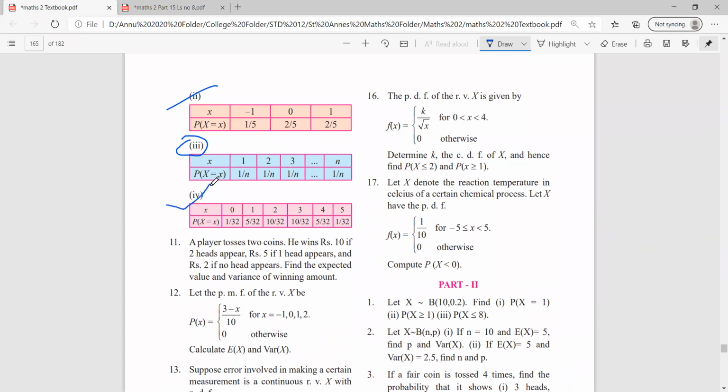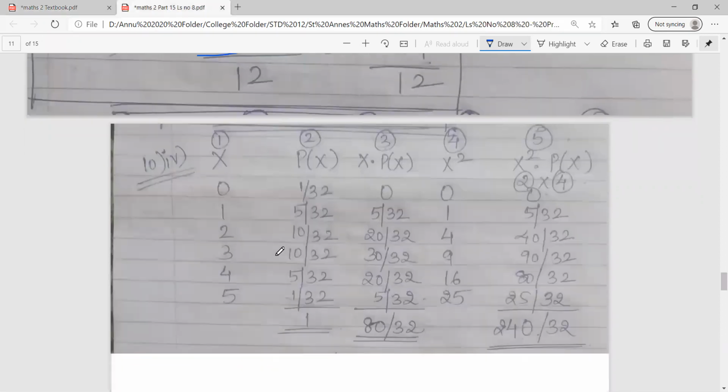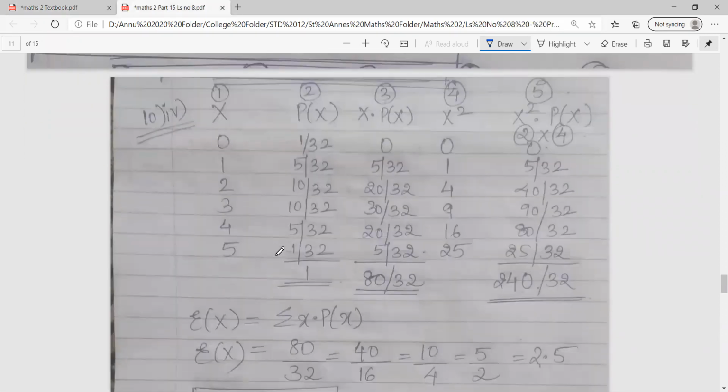Coming to the fourth question. Now this is again very simple. The values of x are given and probability of x is given. So again we have to find E of x and V of x. So we'll be preparing 5 columns. X, P of x is from the question itself. The third column is 1 multiplied by 2. Fourth column is the square of 1. And fifth column is 2 multiplied by 4.